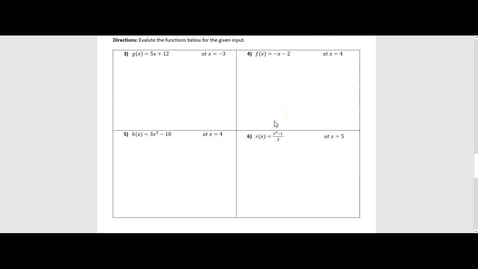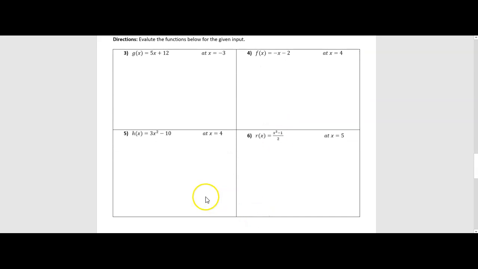So no more function machines. I think we have the idea of what we need to do when we are trying to evaluate a function. But let's look at number 5. Again, there's no machine diagram here. We just are left with our function, and we are being asked to evaluate this function when x is equal to 4.